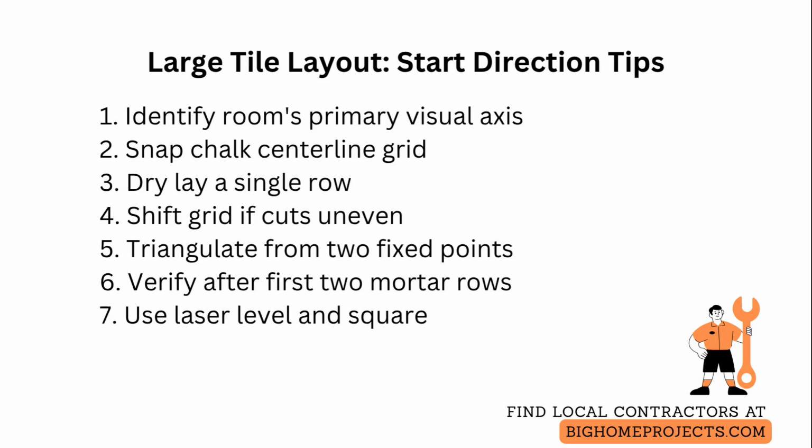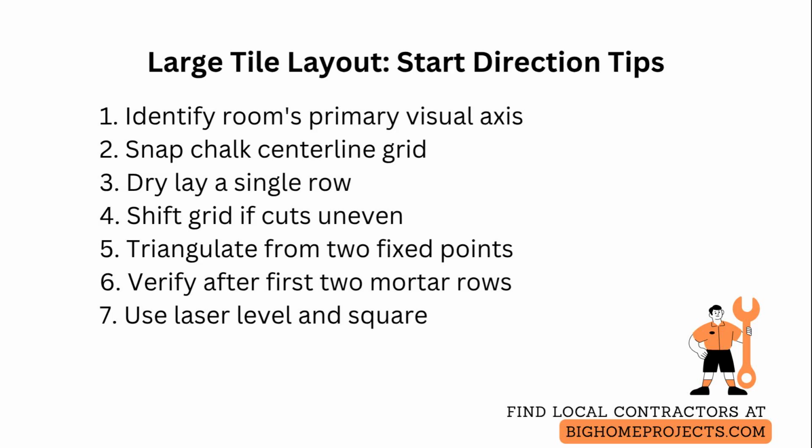Dry lay a single row of tiles along the chalk lines without spacers to check for edge cuts at both ends and to verify that grout joints fall in acceptable places relative to thresholds and fixtures. If cuts at opposing walls differ by more than 1/2 tile, shift the grid or change orientation so cuts are balanced rather than leaving one full tile against a visible wall.